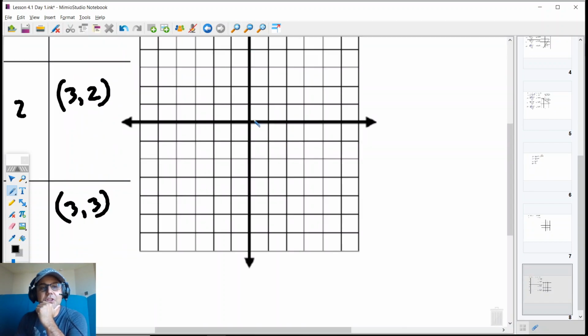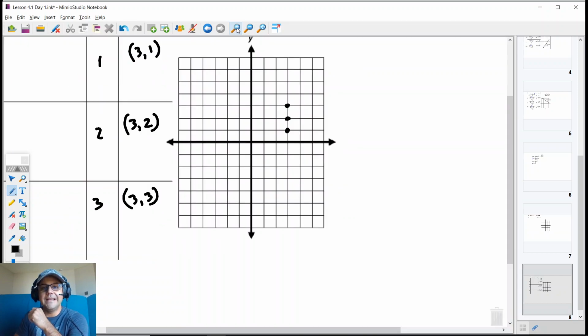So again, x is 3, so that's right, 1, 2, 3, and y is 1. Back to the origin, well, x is 3 again. 1, 2, 3, y is 2, 1, 2. Last one, 3, 3. Well, x is 3, 1, 2, 3, y is 1, 2. Hey, we've got vertical. So all I need you to do is to make your line vertical. Make sure you have the arrows, go edge to edge, and then quick labeling. X is equal to 3.